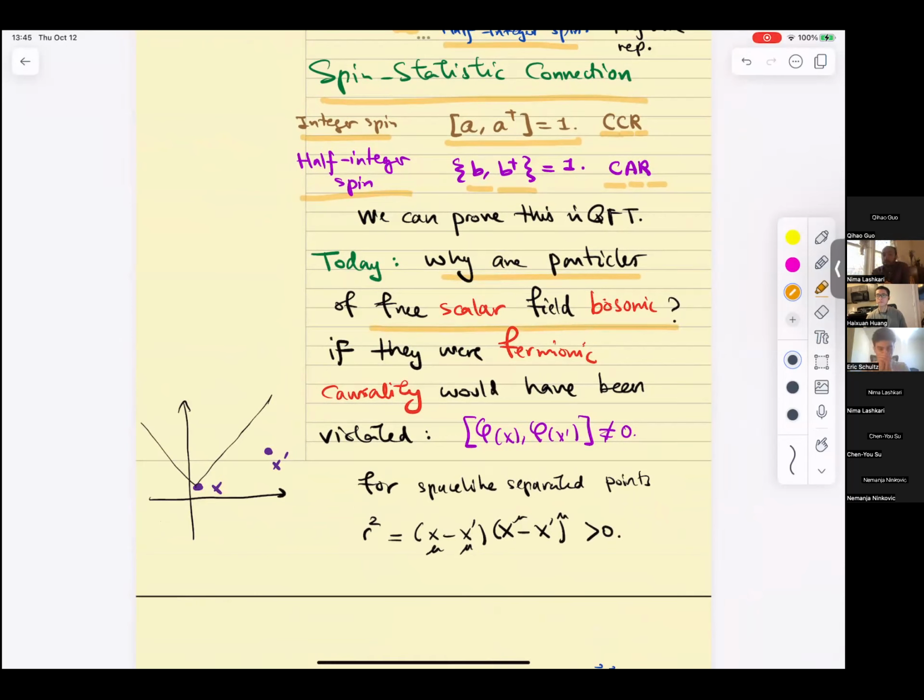So when I started quantizing the free scalar field, I started with the Klein-Gordon equation, right? And the action corresponding to it. And then when I wanted to quantize, I just took A and A dagger to satisfy canonical commutation relations, right? So what we're going to see today is that if I had chosen anti-commutation relations, fermionic particles, then causality would have been violated, right? So there's some physics principle which is causality.